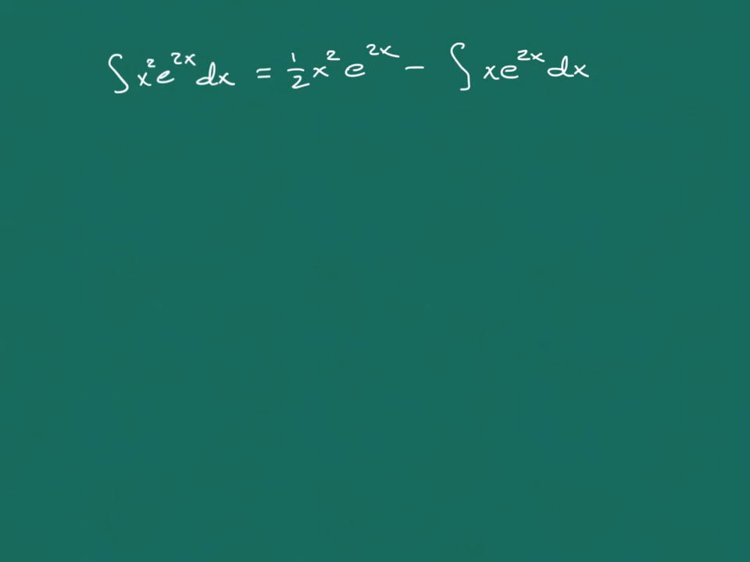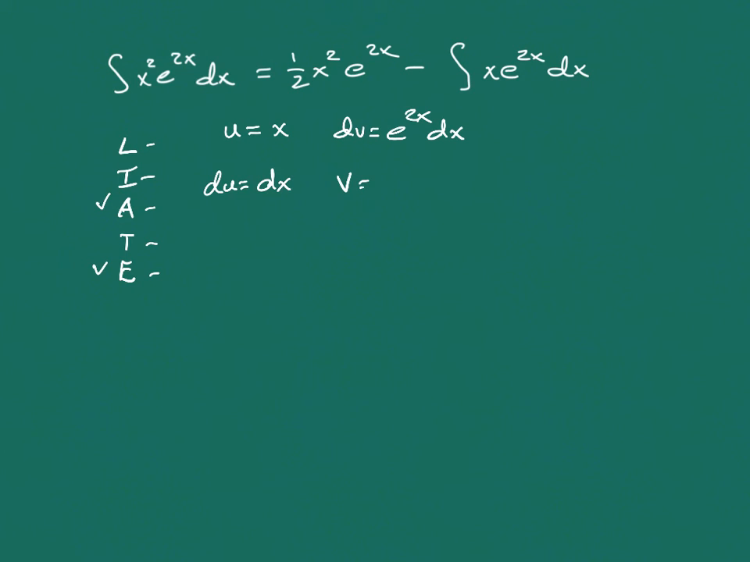So keeping this same thing going with what we just had, now we choose the same idea. We've still got an acronym: logarithms, inverse functions, algebraic functions, trig functions, and exponentials. So we're still dealing with an algebraic function and an exponential. So we'll try u being x, and dv then becomes the rest of our integrand, e to the 2x dx. So du just becomes the derivative of x, so that's just 1 times dx. v becomes the antiderivative of dv, so I get my 1/2 e to the 2x again.